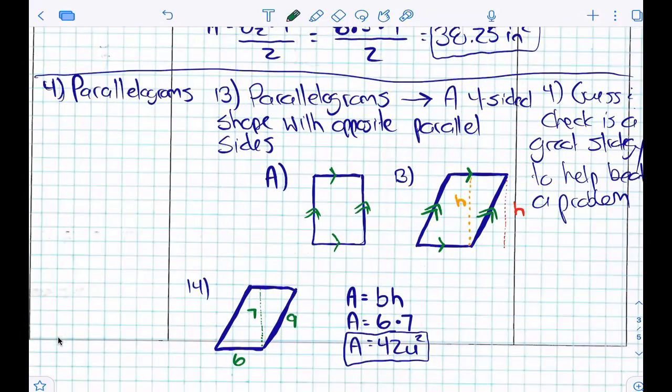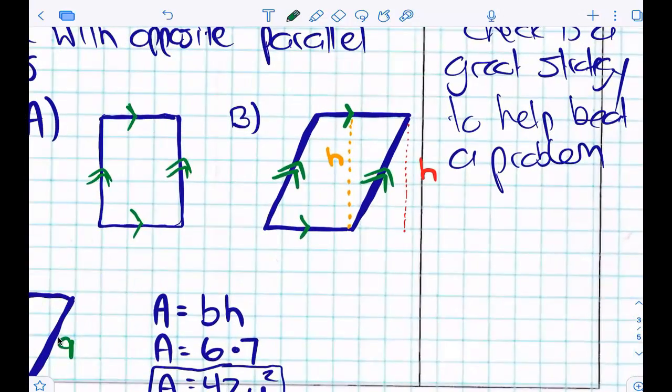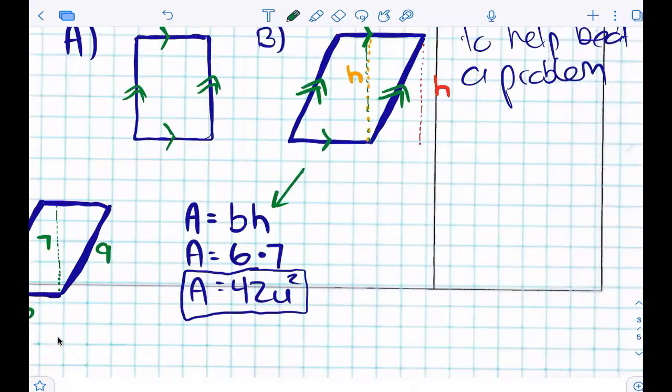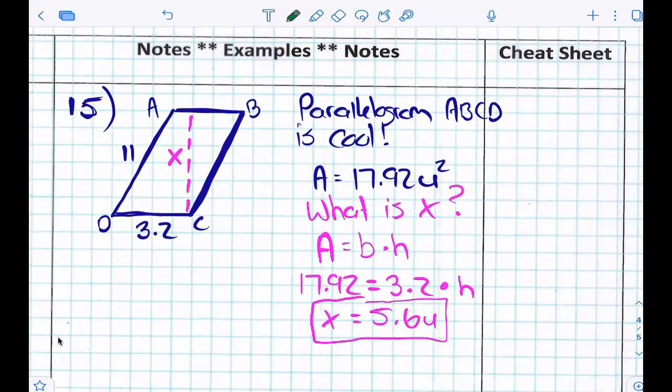Parallelograms. Sometimes parallelograms are slanty, yes? So if a parallelogram is slanty, we would have to find the straight distance from top to bottom, which is going to be the height, right? Because the formula is the same as a rectangle, base times height. Yes? And then lastly down here, we have this parallelogram.